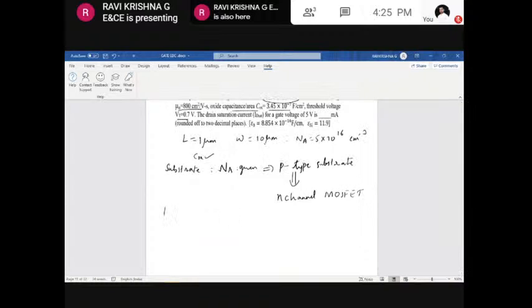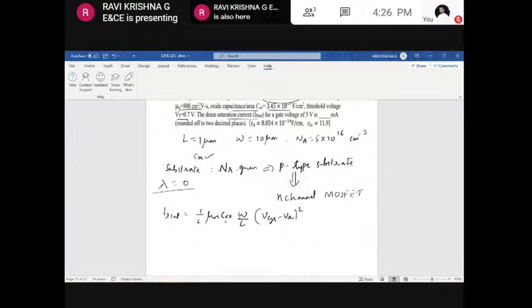So from this, we need to determine the drain saturation current. We know that the drain saturation current is given as 1/2 μn C_ox W by L into (VGS minus VTH) whole square. Here again, the lambda value, that is the channel length modulation parameter, is not given. So we can assume the ideal case, that is lambda is equal to 0. So this is the corresponding expression.